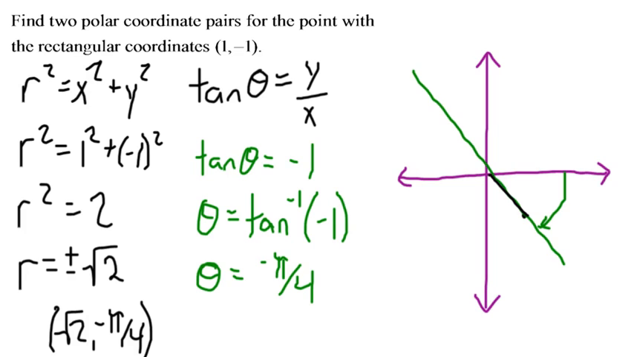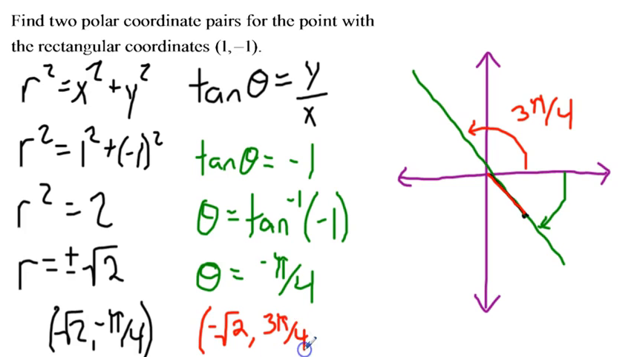To get to that same point, if we started on our polar axis and opened counterclockwise, that would be 3π/4. That would get us to that same segment. Now, since we opened counterclockwise, we would have to go a distance starting at the origin of negative radical 2. So the second polar coordinate would be (negative radical 2, 3π/4).